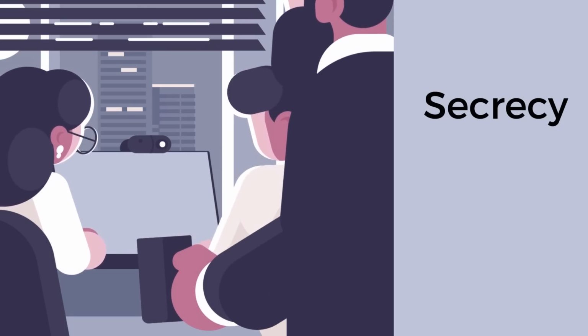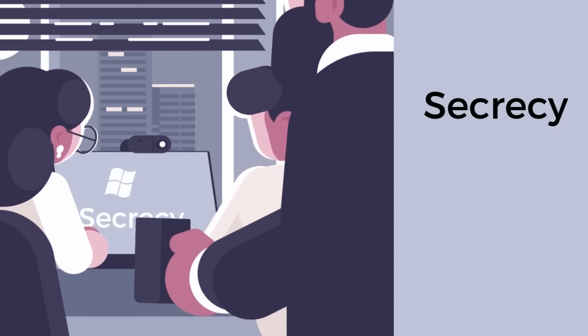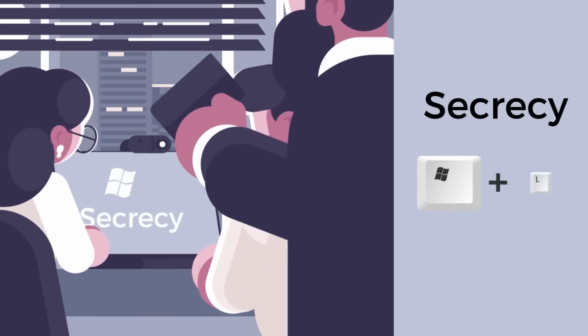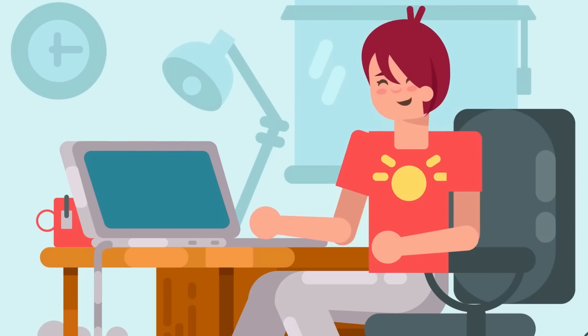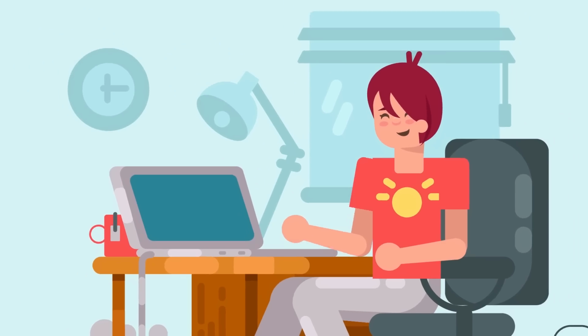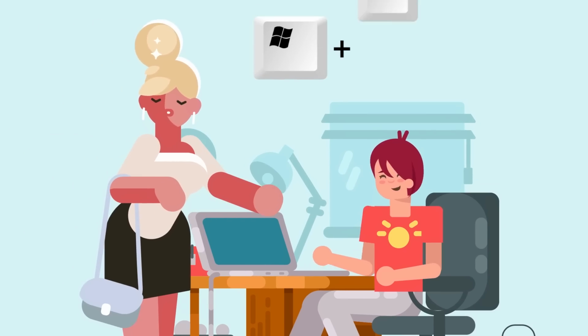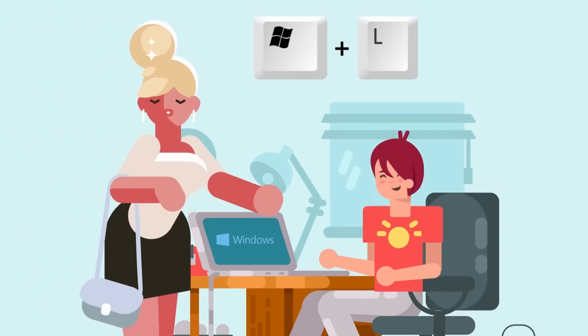Secrecy. Let's start with giving you a bit of privacy. It's so easy to lock your screen with a shortcut. Simply press the Windows key and the L key at the same time. Hey, presto! Your lock screen is activated. This also works well if someone is suddenly coming around the corner and you don't want them to see what you're doing on your computer. All the windows will be there when you come out of the lock screen.